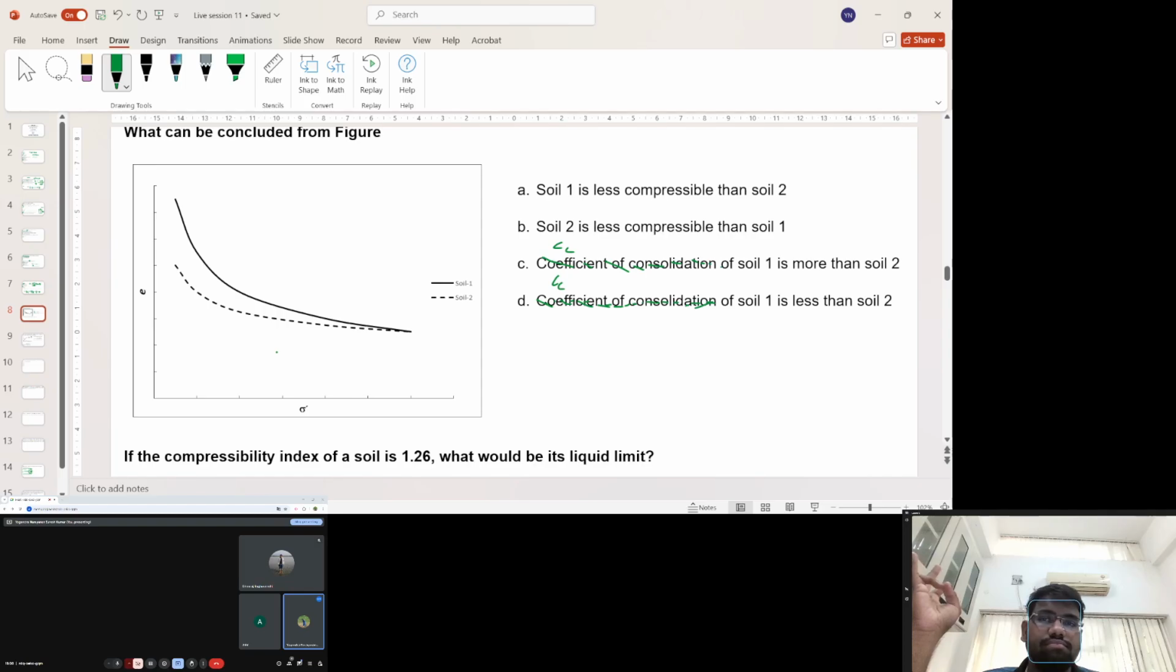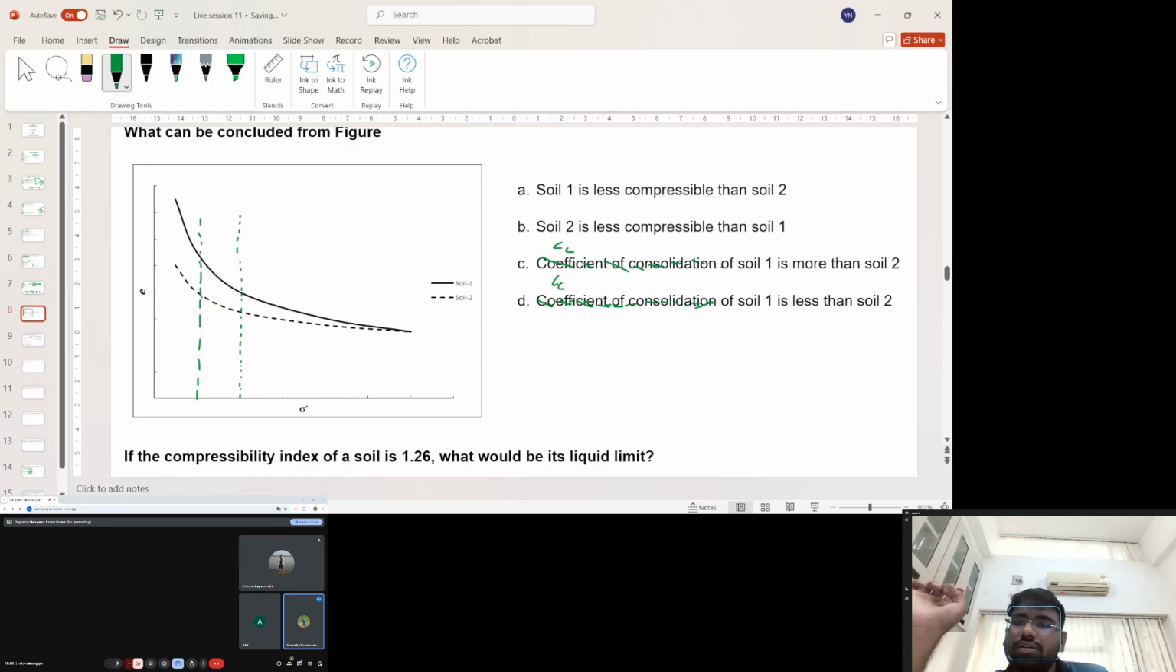Soil 1 is the solid line. Soil 2 is the dashed one. Okay. Soil 1, I think, is more compressible. Initial void ratio is high. Yes, so obviously we compare it with the slope, right? So here we take equal interval of sigma dash for both the cases, all right? So this is the interval which we consider for both the soils. Understood? Yes, sir.